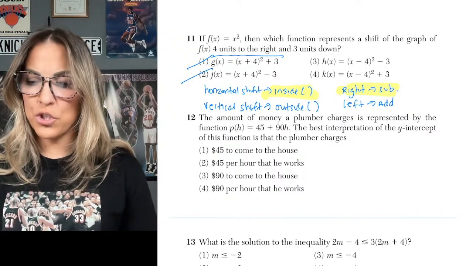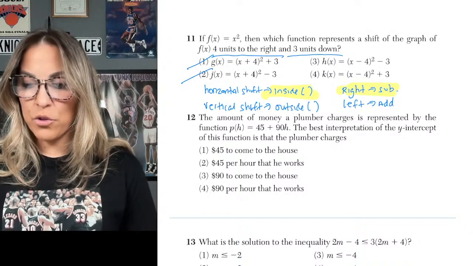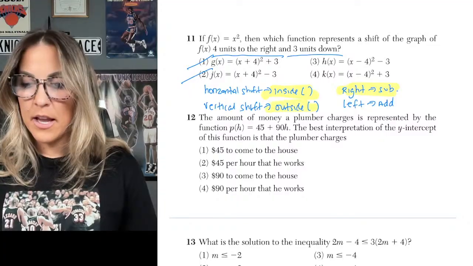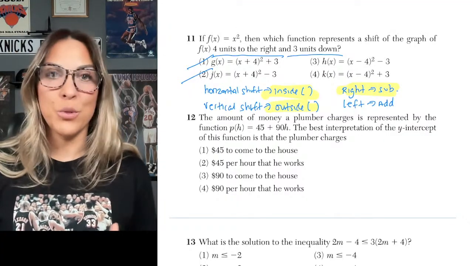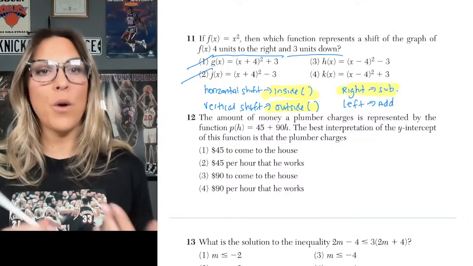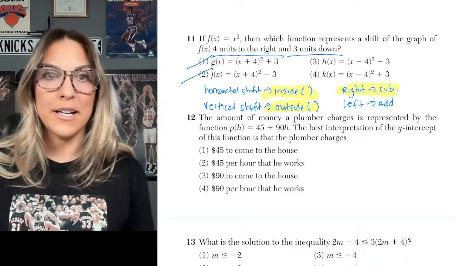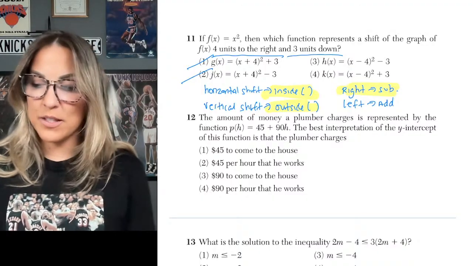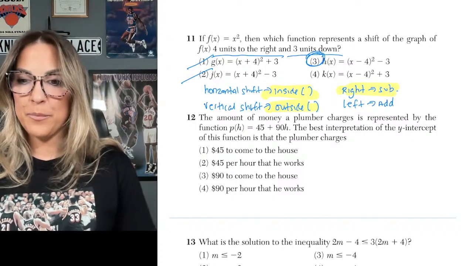Now we look at the vertical shift. It's going 3 units down. So I told you guys that the vertical shifts are going to be outside of the parentheses, and for vertical shifts, it's a little more intuitive. If we're moving up, then we're adding a number outside of the parentheses. If we're moving down, then we are subtracting a number outside of the parentheses. So if we're going 3 units down, that means we're subtracting. So that's going to be answer choice 3 here.